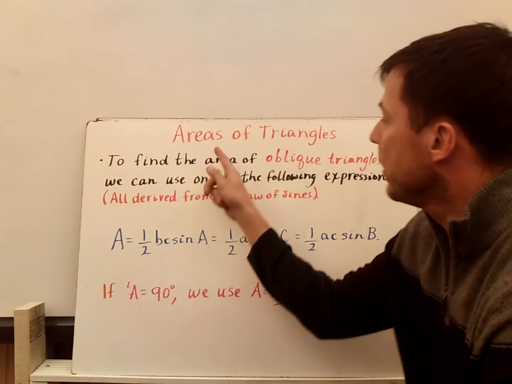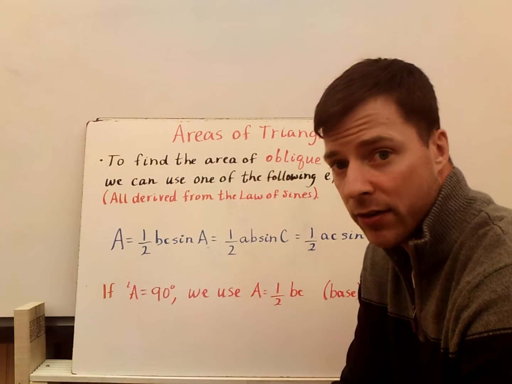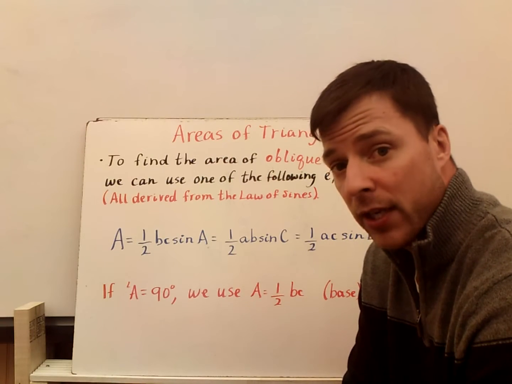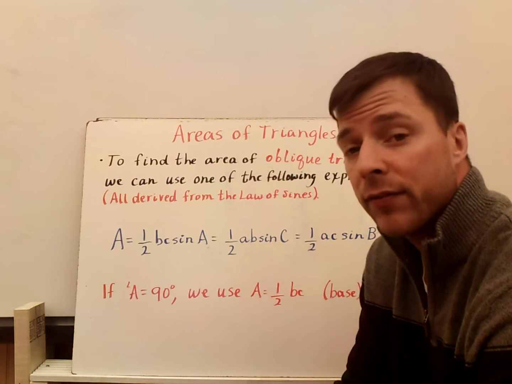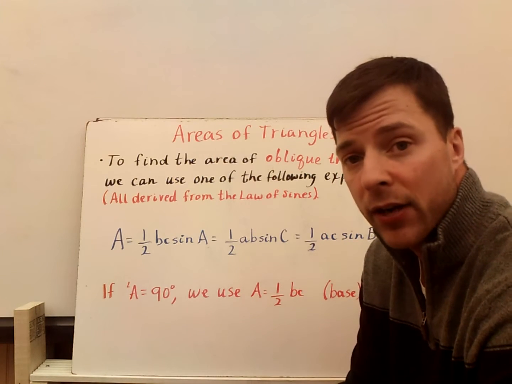All right, everyone, welcome to the areas of triangles. So we're going to talk about a couple different ways we can find areas of triangles, whether they're oblique, it's just with an angle of 90 degrees, or a special case for area with Heron's formula.